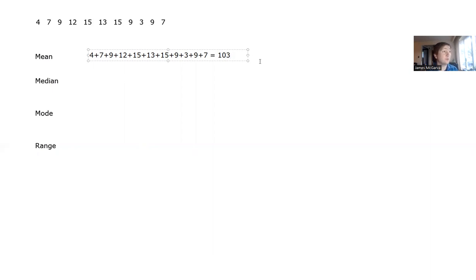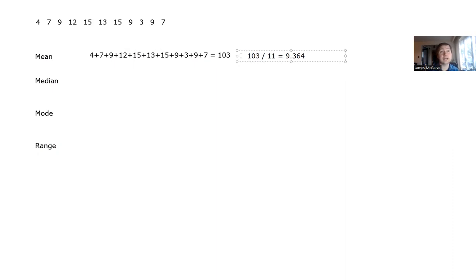And then what are we going to do with that? We're going to divide that by how many numbers we just added up. So how many numbers are there here? There's 1, 2, 3, 4, 5, 6, 7, 8, 9, 10, 11. There are 11 numbers on this list. So 103 divided by 11 is going to get me 9.364, right? Depending on how many decimal places you're rounding to.